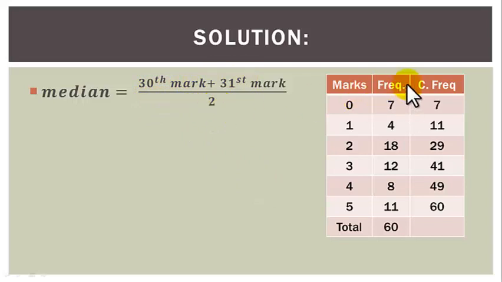And using the cumulative frequency column, the first 7 marks are all zeros. From number 8 to number 11, the marks are all ones. From number 12 to number 29, the marks are all twos. From number 30 to number 41, the marks are all 3. That is, number 30 is 3 and number 31 is 3. So therefore, the median is equal to 3 plus 3 divided by 2, which is equal to 3.